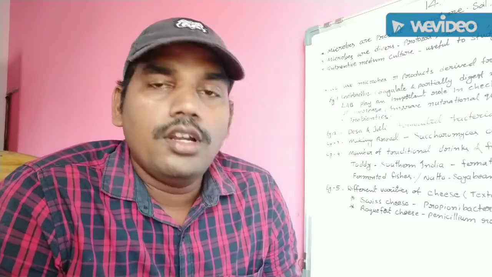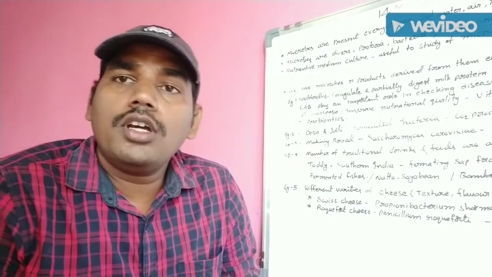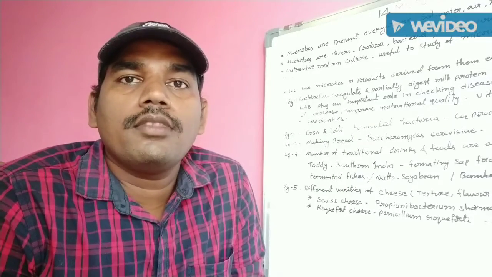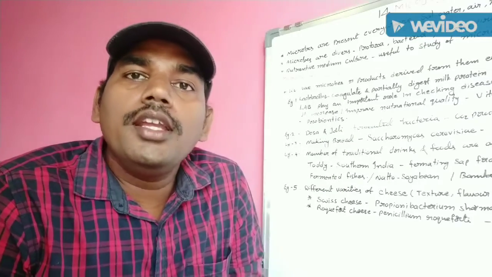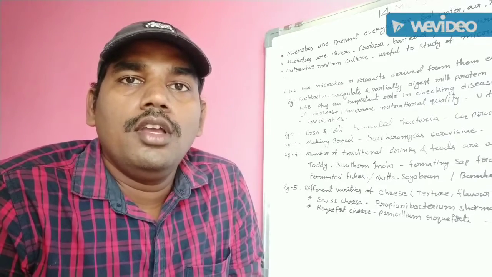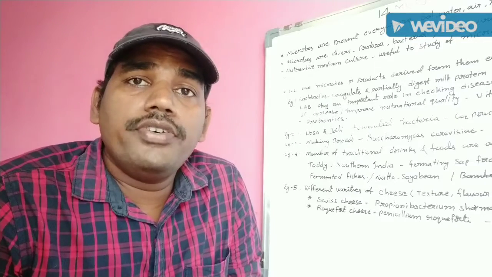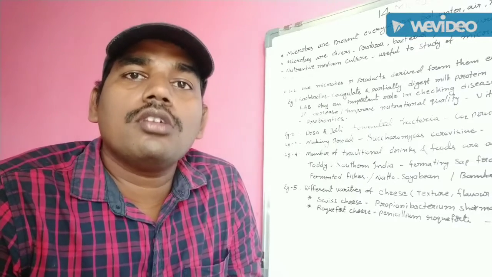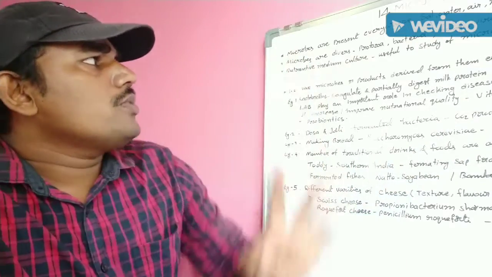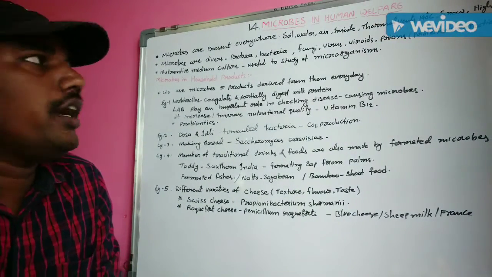Okay, let us discuss microorganisms. Microorganisms are very essential to human welfare. So many products are mainly obtained from microorganisms. By the activity of microorganisms, different types of products are obtained. Some microbes are present everywhere.